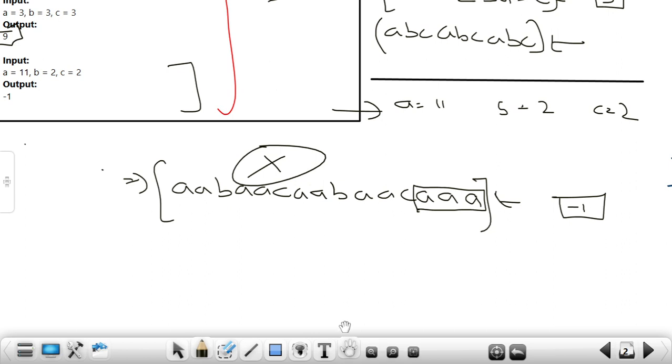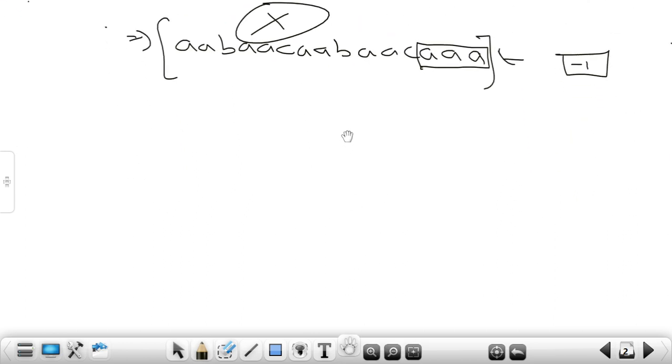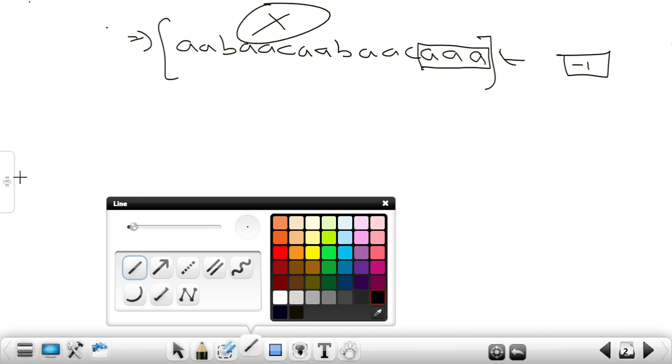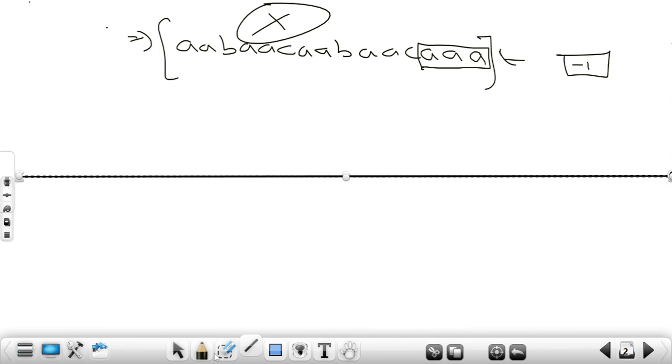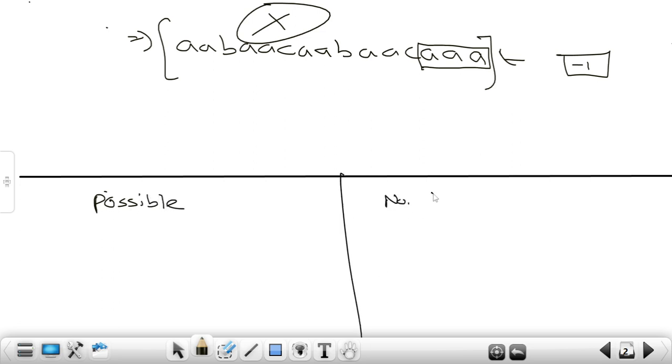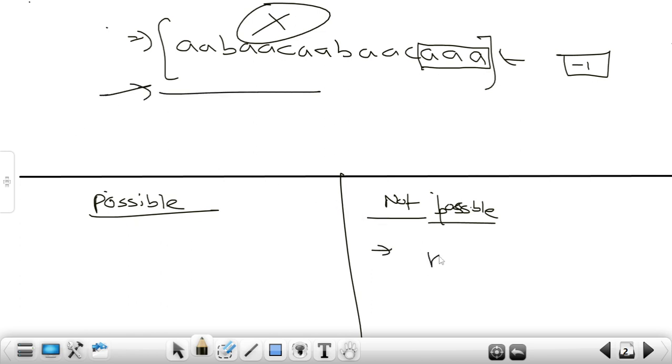Now I hope the problem statement is clear to you. Before moving to the solution, I want you to notice one thing here. This is nothing more than checking a boolean function. We are just checking whether it is possible or not possible. If it is not possible, then the case is going to be like this. In that case, I simply need to return -1.